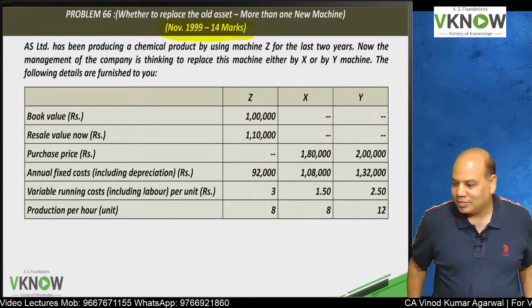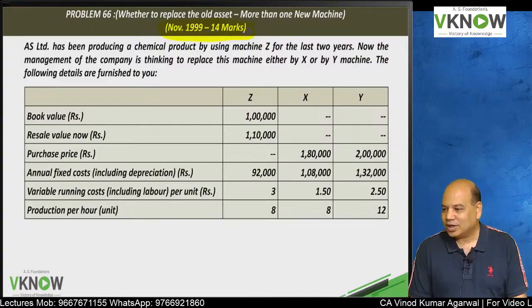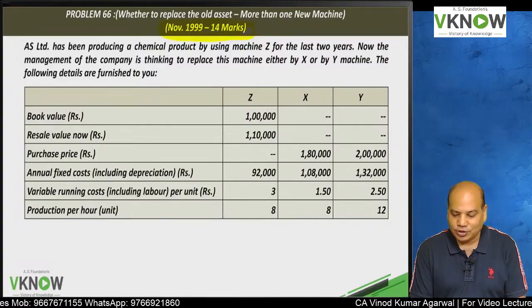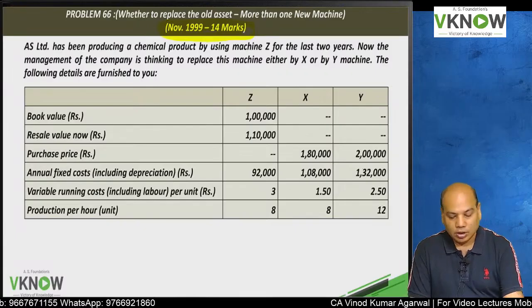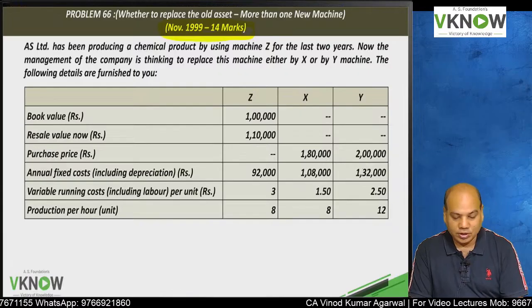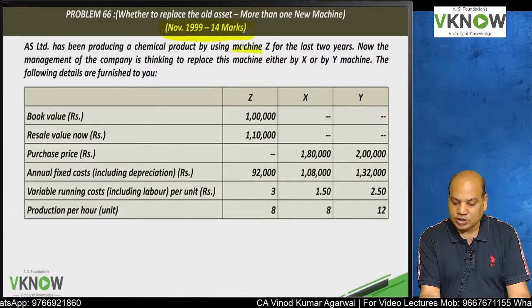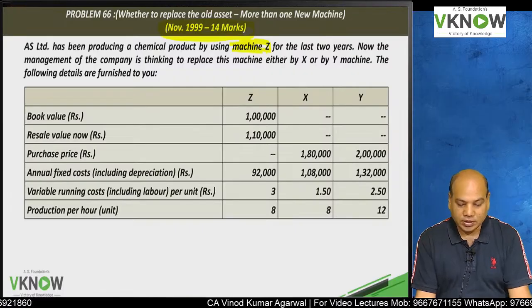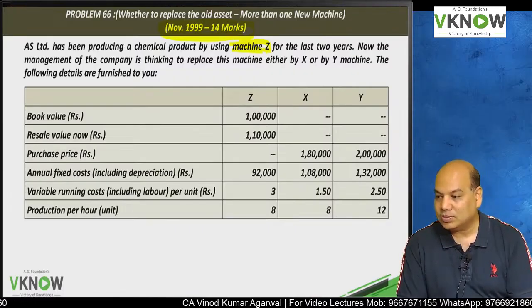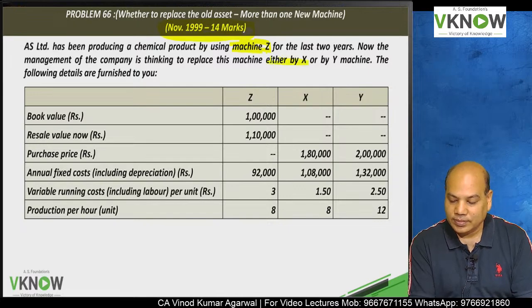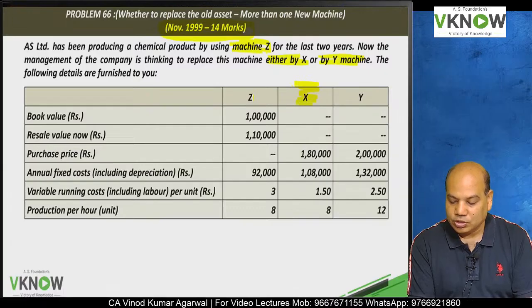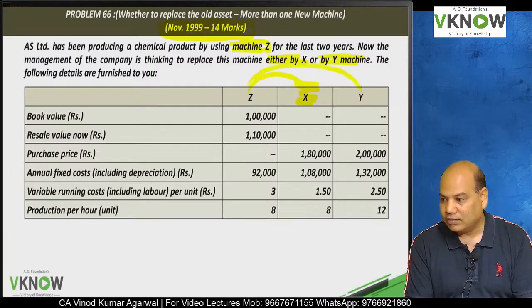So please come to question number 66. Mark it again, important, already tested for 14 marks in the exam. AS Limited has been producing a chemical product by using a machine Z. The old machine is called Z. For the last 2 years. Now the management of the company is thinking to replace the machine either by X or by Y. So this time you have to make a choice whether you should replace Z by X or Z by Y.